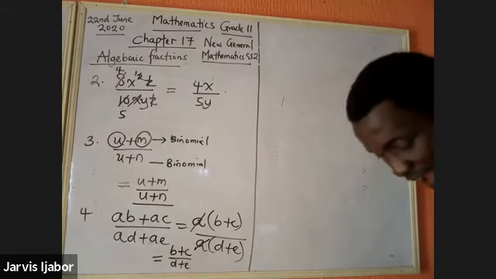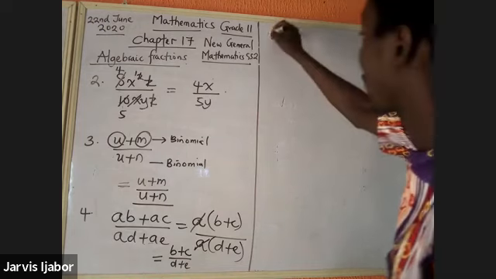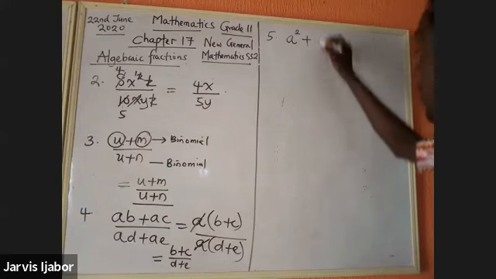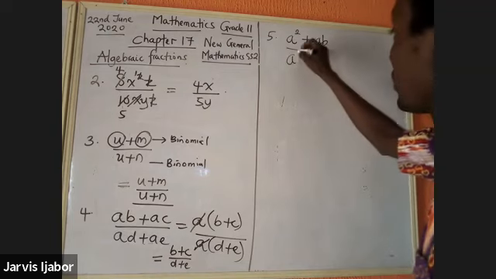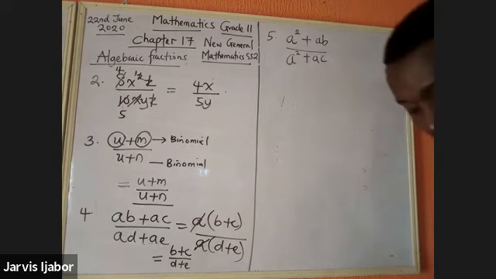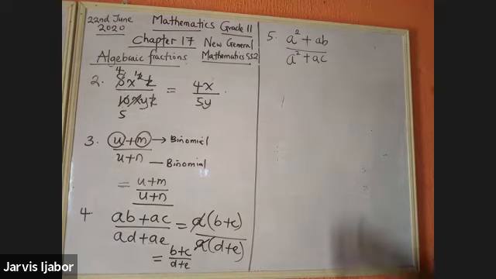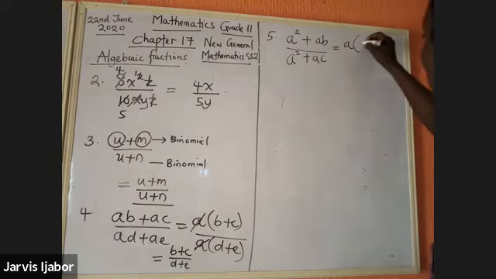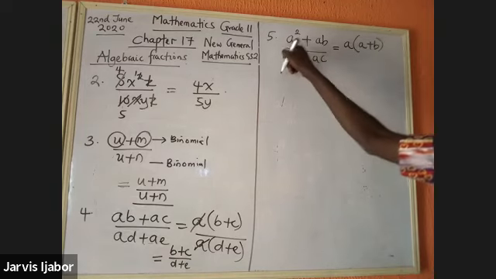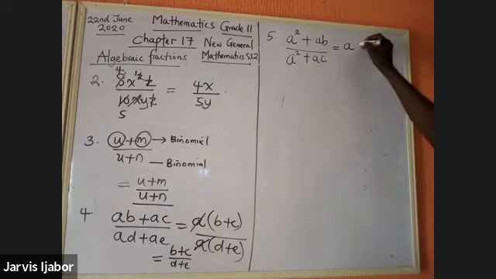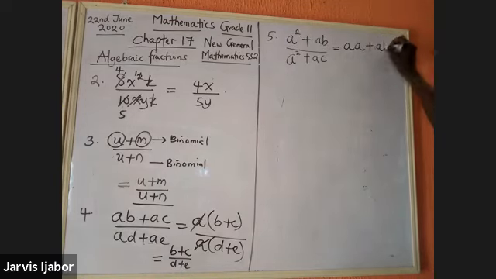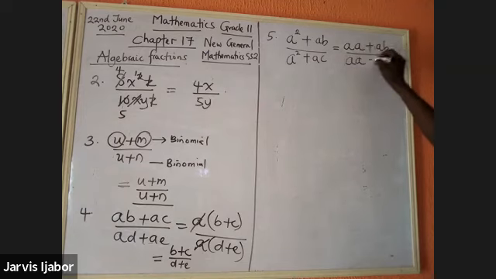So let's look at question 5. In question 5, you have (a squared + ab) over (a squared + ac). How do you handle this? The same approach. You factor a out, you'll be left with a plus b. Remember that this is a times a. So maybe if I want to create another iteration of it, I can say (a times a + ab) over (a times a + ac).